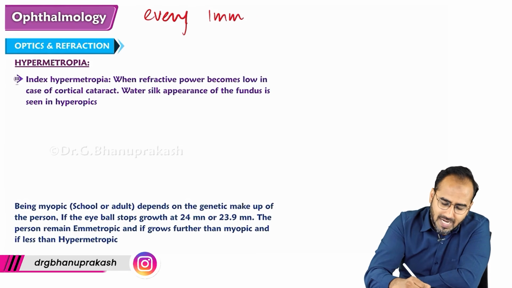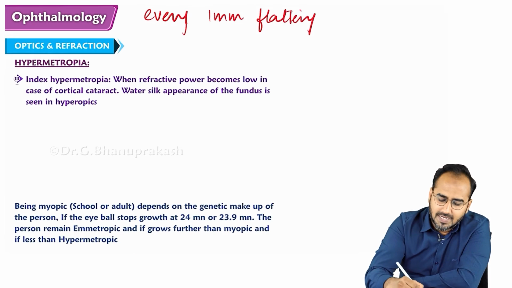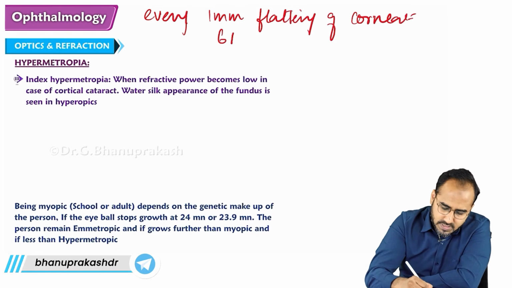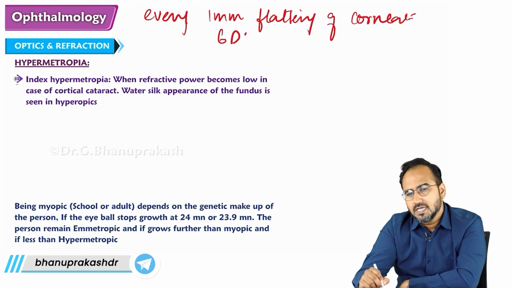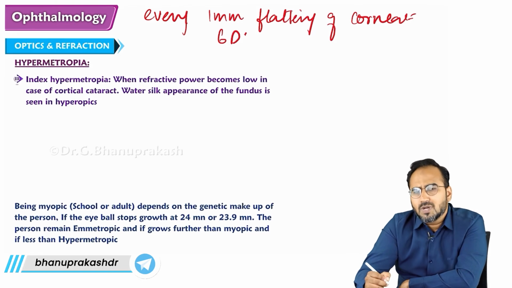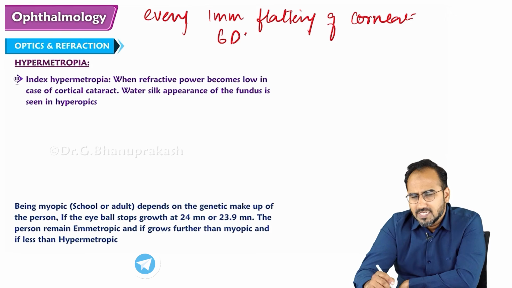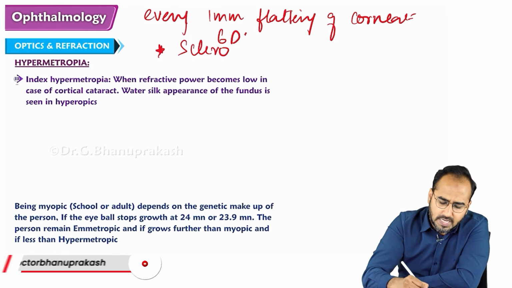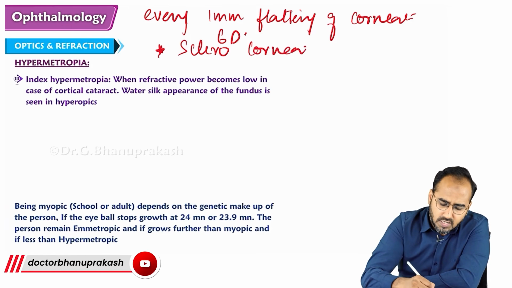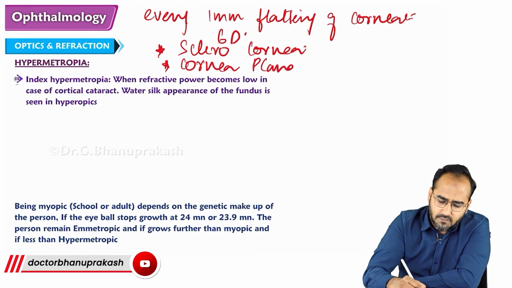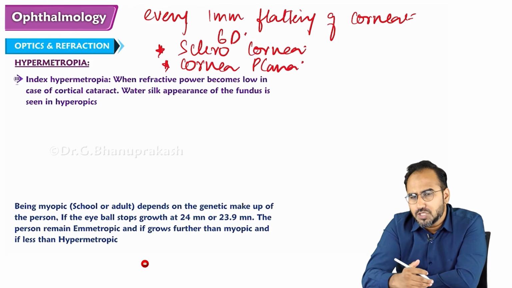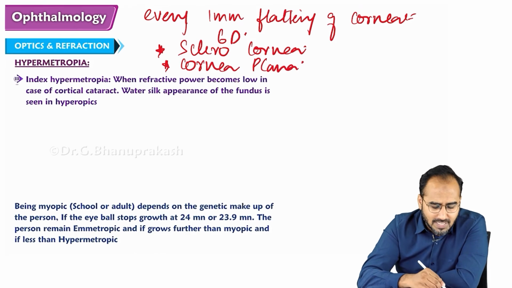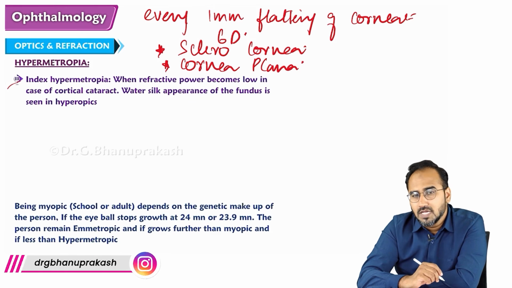Now guys, every 1 mm flattening of the cornea gives you 6 diopters. Gives you how many diopters? 6 diopters. There are a few conditions where you see a flat cornea, such as sclerocornea or cornea plana, where there is too much flattening of the cornea that leads to what? Curvatural hypermetropia.